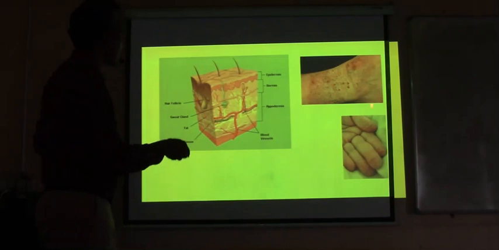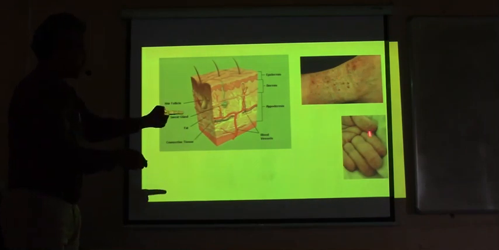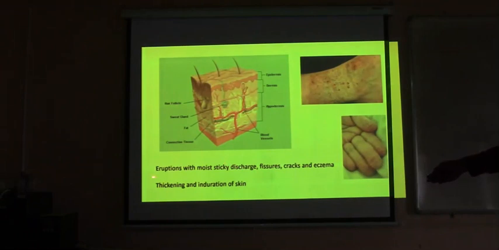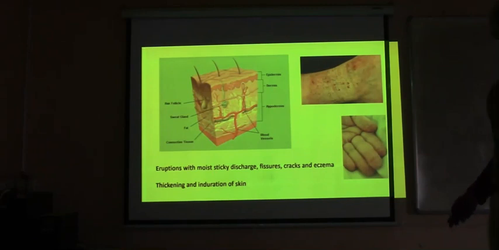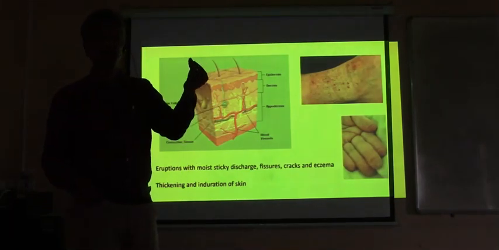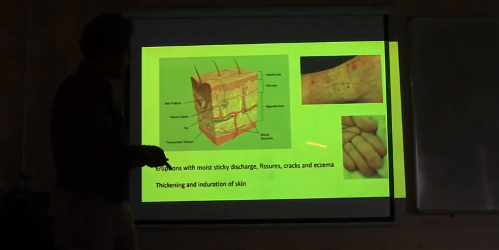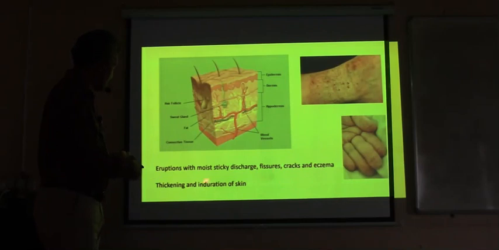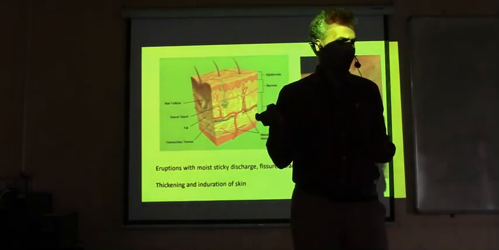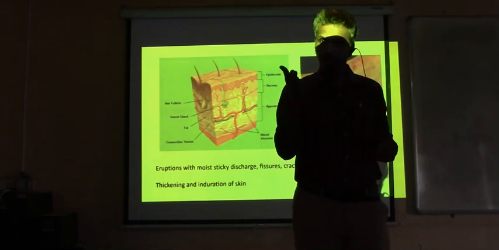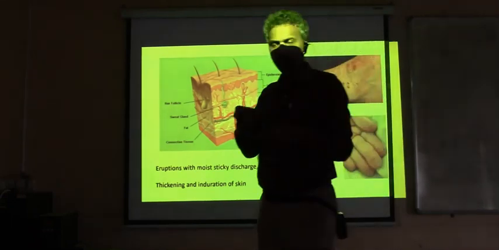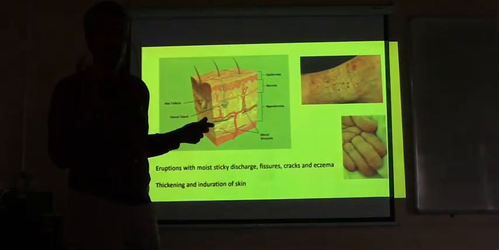Now graphites acting on skin, it can cause eczema, it can cause cracks, very, very prominent, and it can cause a discharge which is coming from the eruptions, and this discharge is a sticky discharge. If you read books, materia medica, the word they use is honey-like. Discharges which are honey-like, sticky discharges, they come under graphites. Fissures, cracks and eczema. Thickening and induration of skin. To make it simple, graphites acts on skin and it will cause eczema, one. And it can cause thickening of the skin, and it can also cause cracks. Three important things. And if the eczema has a discharge, then that discharge is sticky. Very important.